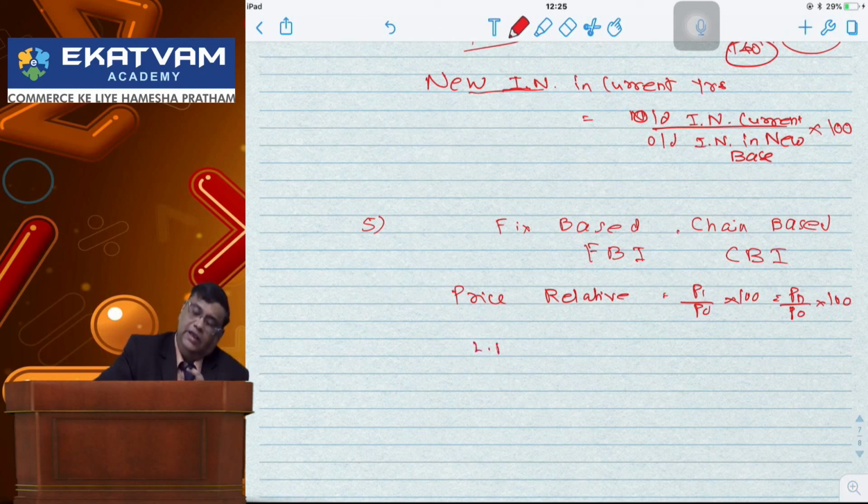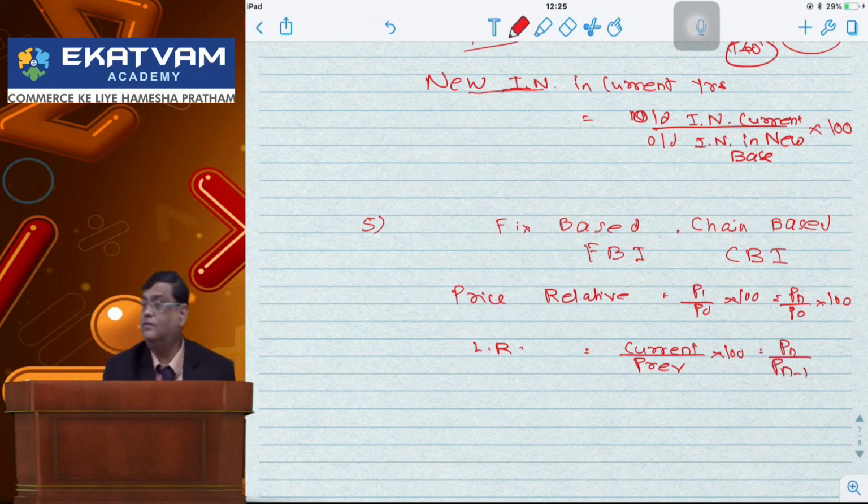What is link relative? It is current upon previous into 100. That is Pn upon P of n minus 1. 10th year upon 9th year. 12th year upon 11th year. That multiplied by 100. That is the concept of what? Link relative.